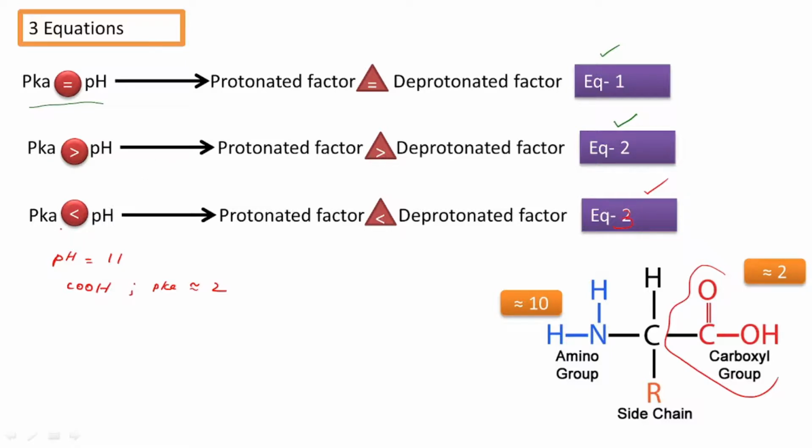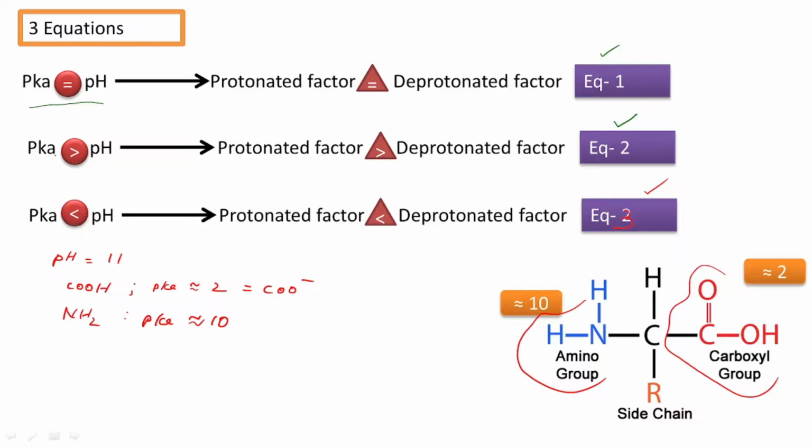Coming to the last one, the pKa that is 2 is less than pH. Under that situation, the COOH exists in a deprotonated form. Deprotonated form is COO minus. Then regarding the amino group, its pKa roughly we know it is around 10, and the first equation is not applicable.